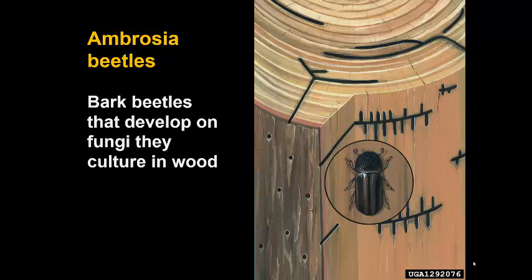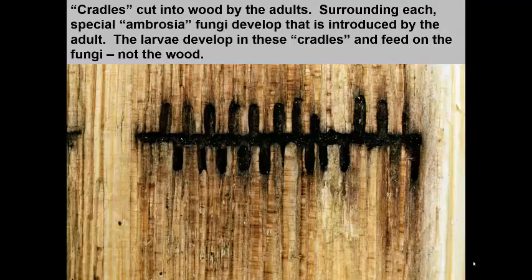Okay, and then the last situation involves a group of beetles, bark beetles, with a different habit. We call them ambrosia beetles. And these are bark beetles that develop on fungi. They are not consuming the wood. They're consuming fungi. These fungi are called ambrosia fungi. The adults will carry it in, and the young will feed on the ambrosia fungi.